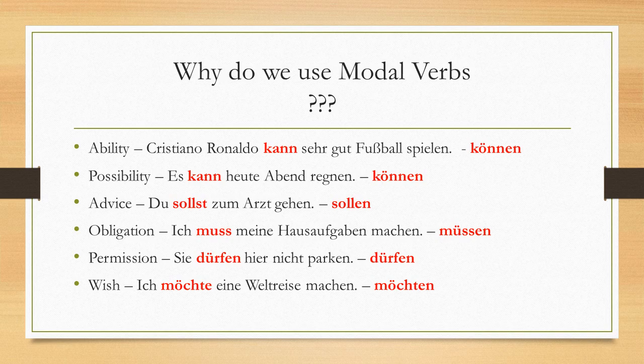Our example is Cristiano Ronaldo kann sehr gut Fußball spielen. It shows that he is able to play very good football. In the second example, the same modal verb has been used, and here I'm talking about possibility. So es kann heute Abend regnen means it might be raining this evening, or it can rain this evening.